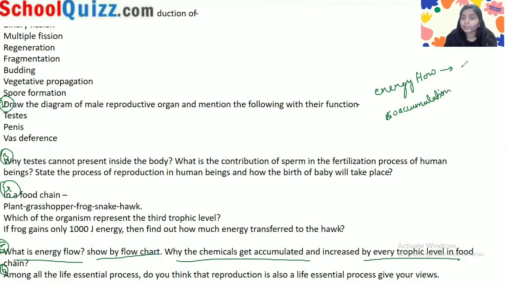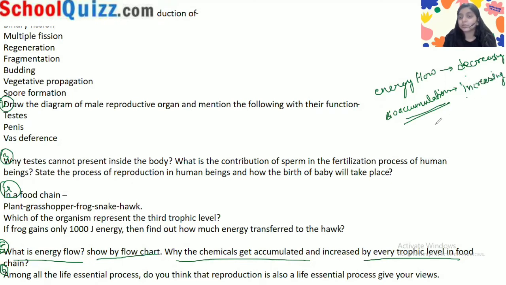We have seen just the example, right? If the plant has 1000 energy, so in the last trophic level, only less energy will be transferred, right? So here you can see that the energy is decreasing by each trophic level. And in the bioaccumulation, what happens? It is increasing by each trophic level.